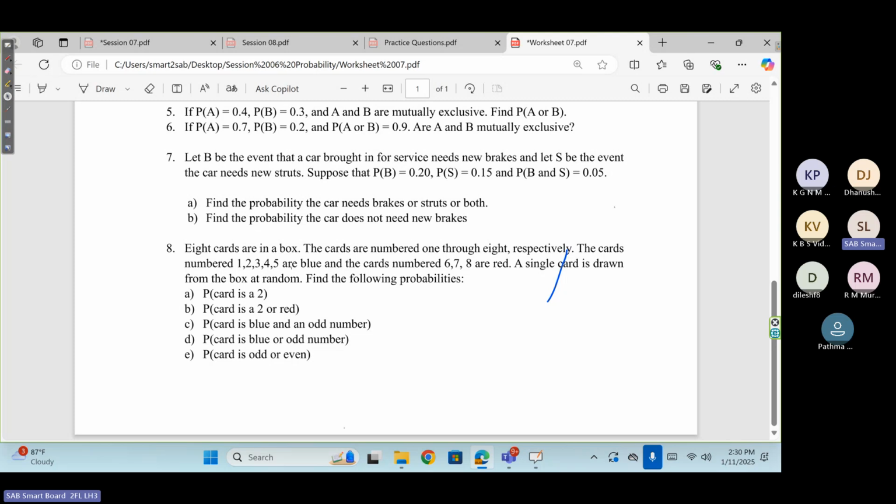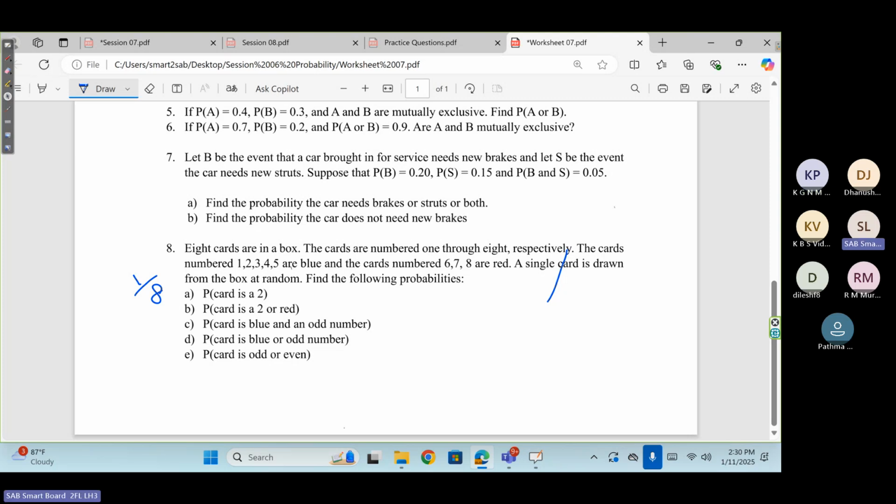A single card is drawn from the box at random. Find the following probabilities. First one, probability that the card is a number 2. How many cards are there? The card number is 2, so only 1 card is there. The total number of cards here is 8. Then what's the probability? 1 over 8.